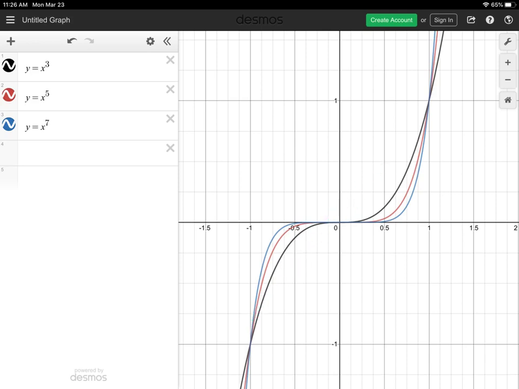Okay? X to the 5th is similar. Goes to the origin. It's the red one. The ends are going in opposite directions. But you can see it's taking a little bit longer to go up. It's a little bit flatter, longer.